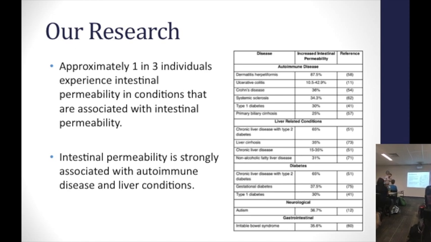To put it in another perspective, over here we have a list of associated conditions, anything from ulcerative colitis, Crohn's disease, type 1 diabetes, liver cirrhosis, autism, and so forth. If you have a client coming in to you with one of these known associated conditions, there's a 1 in 3 chance that they'll have intestinal permeability. Of all of these conditions, the literature suggests that intestinal permeability is strongly associated with both autoimmune conditions and liver-related conditions.